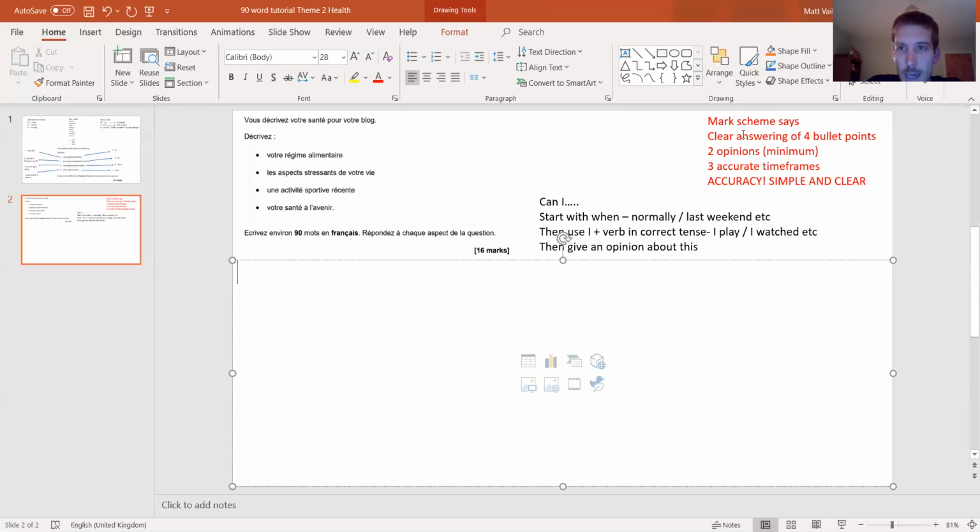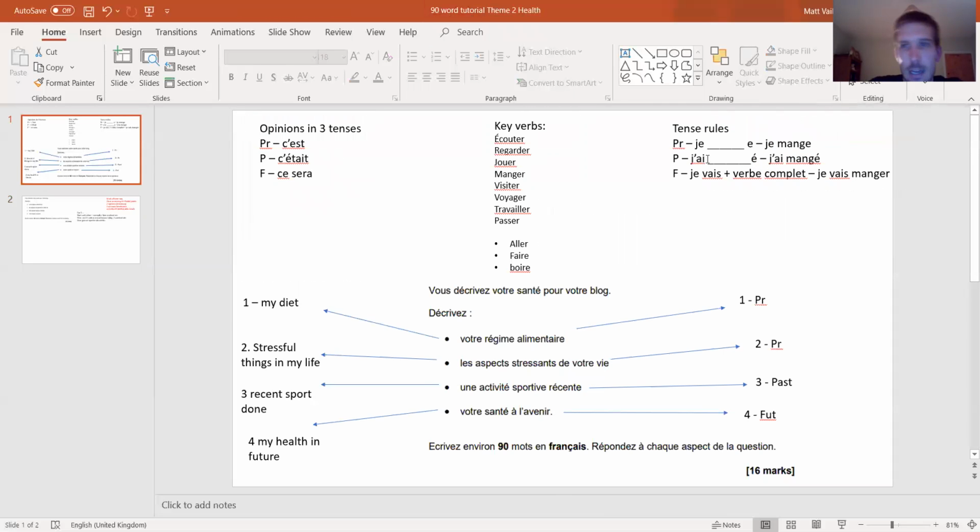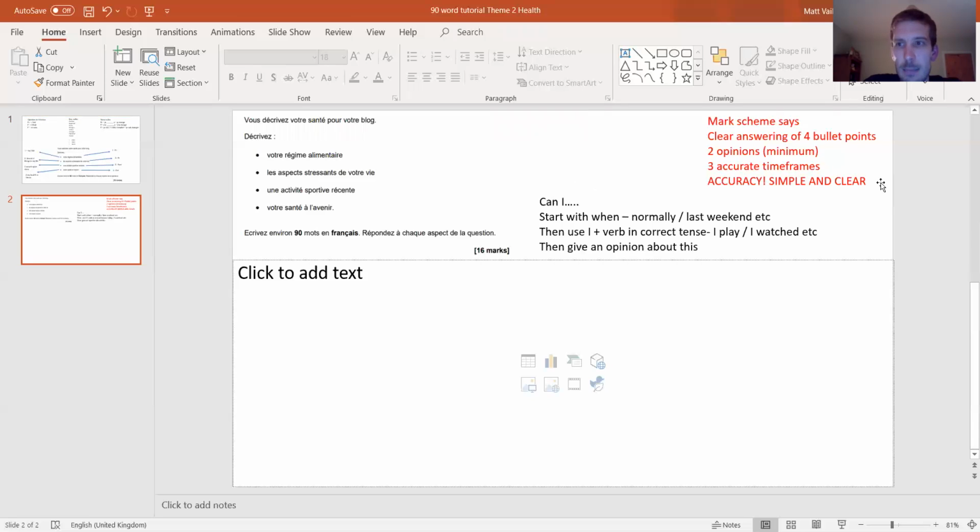But before I write, I'm going to remember some key things that the mark scheme and the examiners will be looking for. They're going to be looking for me answering 4 bullet points clearly, accurately, simply. Nothing complex: accurate, simple, clear. They're going to be looking for 2 opinions, a minimum. But we can do that, we're really good at giving opinions. They're going to be looking for 3 accurate time frames or tenses, which is where our plan comes in, because it's je ne, j'ai ne, je fais plus verb complet. We can do that accurately. Accuracy, simple and clear. Big things I need to remember.